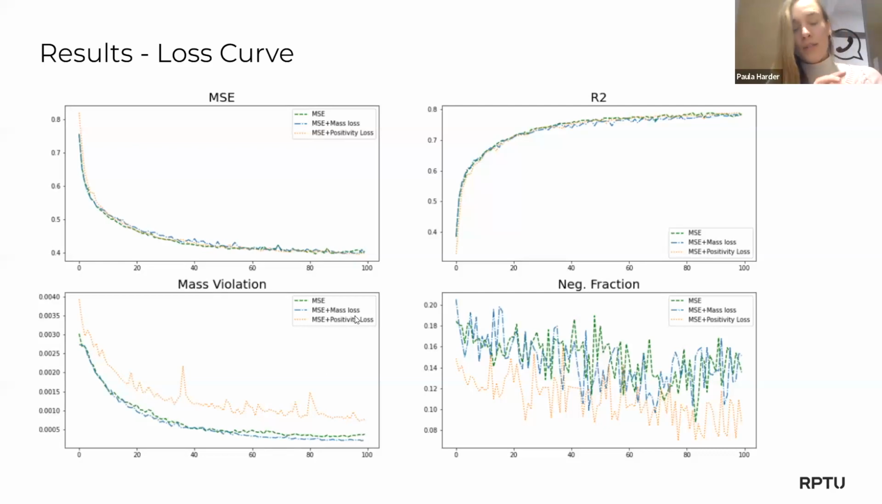And if we include this positivity ReLU term, we actually get more mass violation in spiky loss. And the negative fraction, the fraction of predictions that result in negative masses, is actually quite significant. It's very spiky during training, and with the positivity loss, we can decrease it, but only to a certain amount, and it's still very unstable and hard to train.